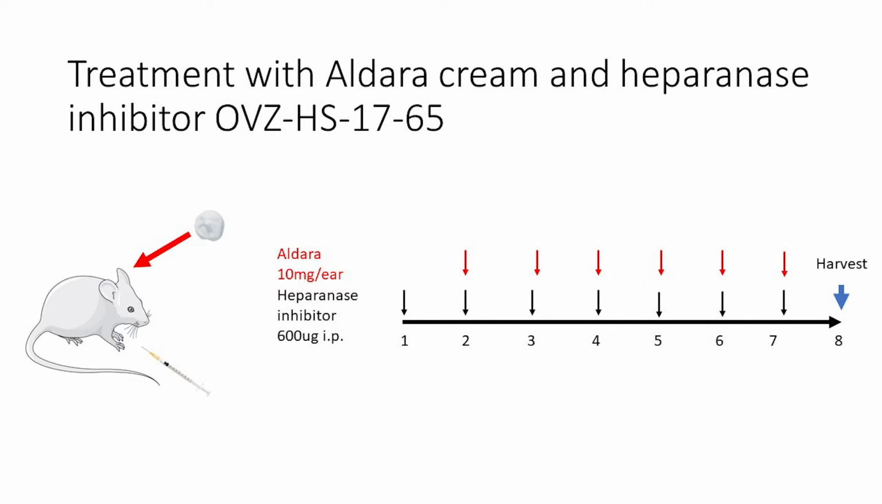So from our collaborator in New Zealand, we got hold of a heparanase enzyme inhibitor, and I pre-treated my mice with this for 1 day by intraperitoneal injection, and then every day for 6 days alongside the topical application of Aldara cream before culling the mice on day 8.